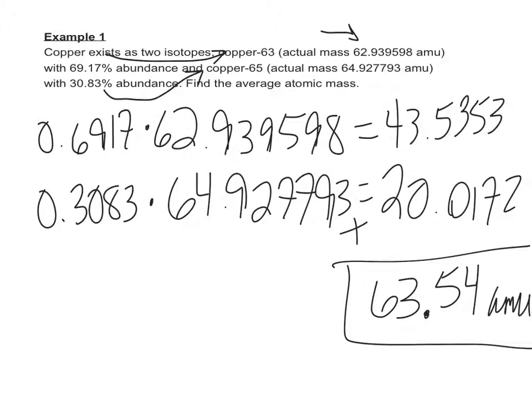Your average should always be somewhere between the 2 masses that you used. Doesn't necessarily have to be right in the middle. It could lean more one way or another, but it has to be between your biggest and smallest values. We only had 2 values here, so 62.939 and 64.927. So we should check and make sure that that 63.54 is somewhere between our 2 values.